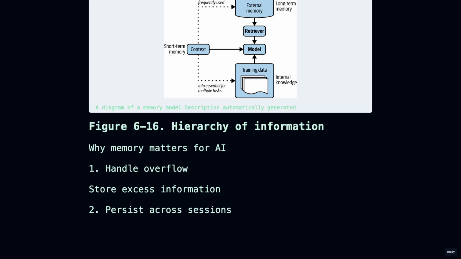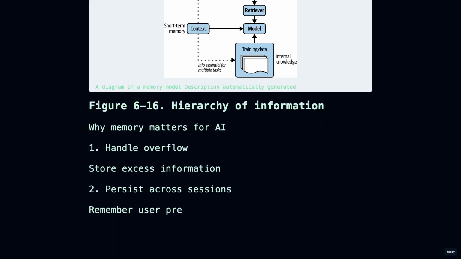The second benefit is persistence. If the system remembers past interactions, it can stay useful even after the current session ends. That is what makes assistance feel personal instead of repetitive. If a system remembers your preferences, it can give better recommendations and avoid forcing you to repeat yourself.